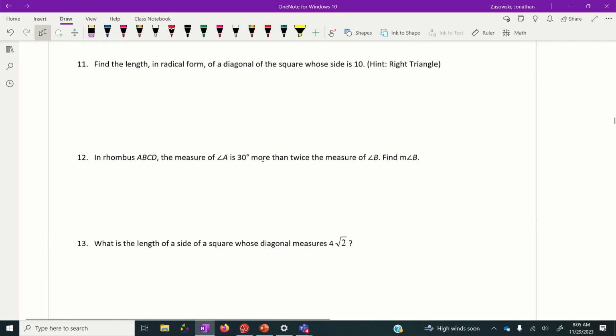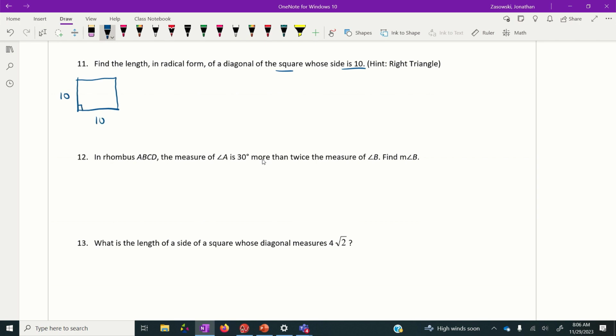Now, number 11, this is a little bit trickier. This is going to pull from some older stuff from 7th and 8th grade. But let's take a look at a diagram first. So if we have a square, we know that the side lengths are 10, so go ahead and mark that down for ourselves. And we're looking for the length of the diagonal.